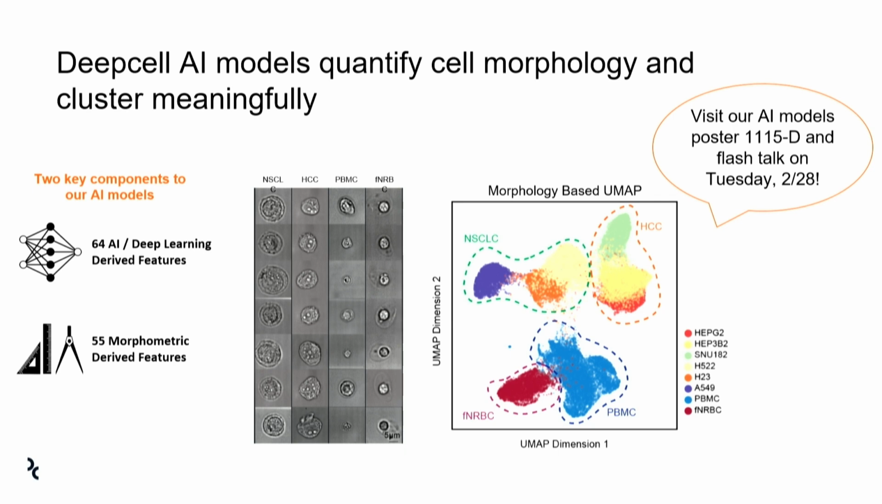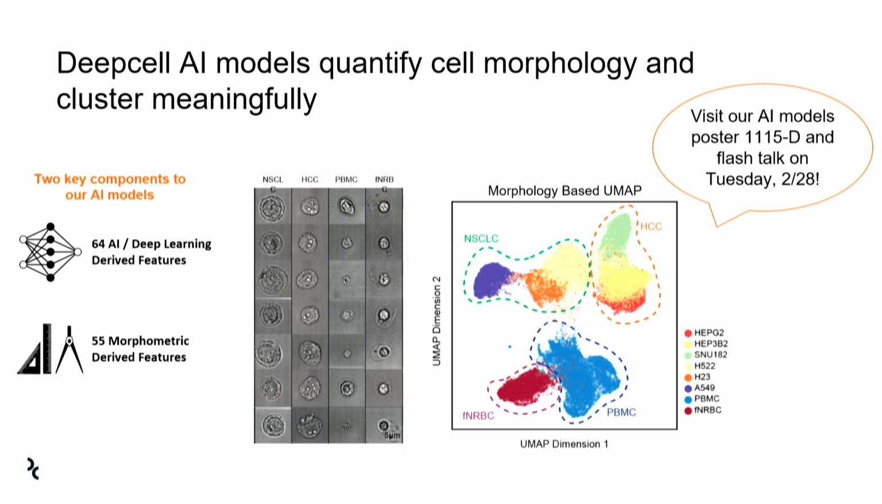So for instance, here in this morphology-based UMAP, you can see the NSCLC population, those are the lung cancer cell lines, are all clustering near each other, while the hepatic cancer cell lines, the HCC ones, are all clustering together. So they cluster by their tissue, but then they also cluster by the fact that they're carcinomic, versus the cell types on the bottom, which are non-carcinoma, including PBMCs, they all cluster together as well.